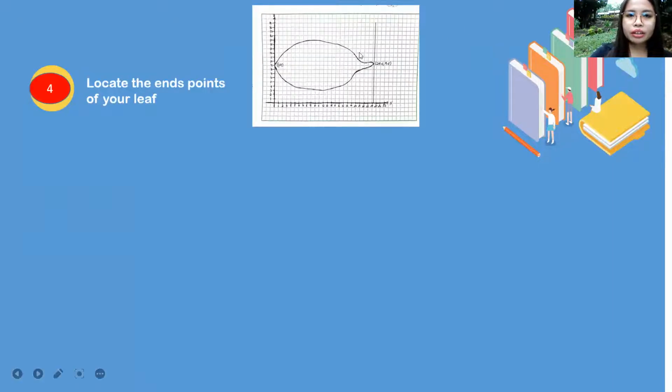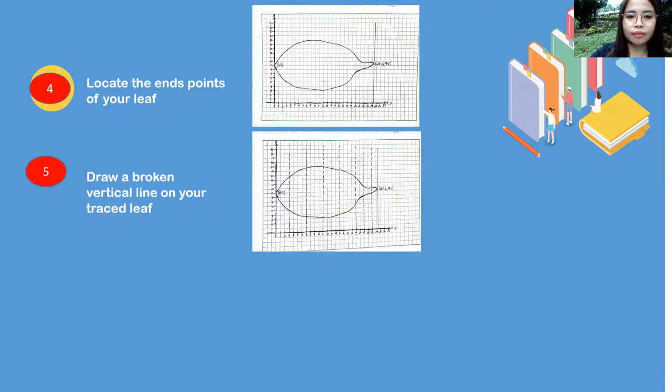So we have here the endpoints. So this portion, the endpoints are 0 and 9, while on the right portion of your leaf, the points are 24.5 and 9.5. And then the fifth one, draw a broken vertical line on your traced leaf. So we have here plenty of broken vertical lines.